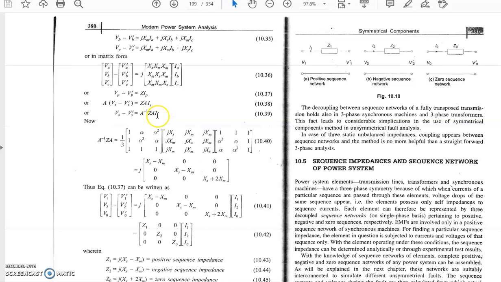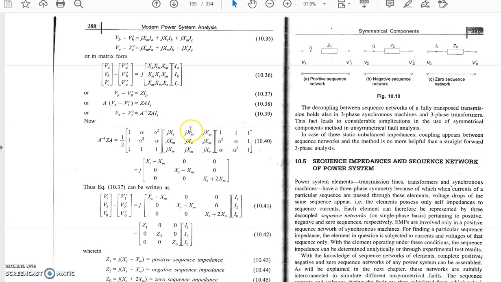Now we can calculate the value of A inverse into Z into A. The value of A inverse was also derived in the last class. It is 1 by 3 times the matrix 1, alpha, alpha square; 1, alpha square, alpha; 1, 1, 1. Z, the value of Z, is taken from the above equation.